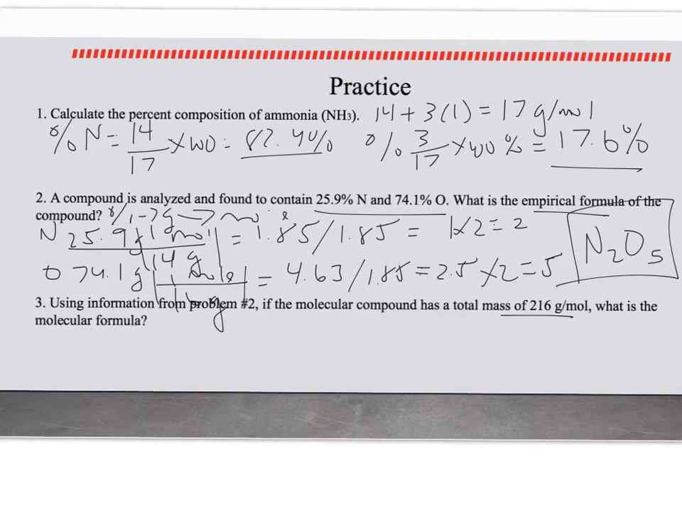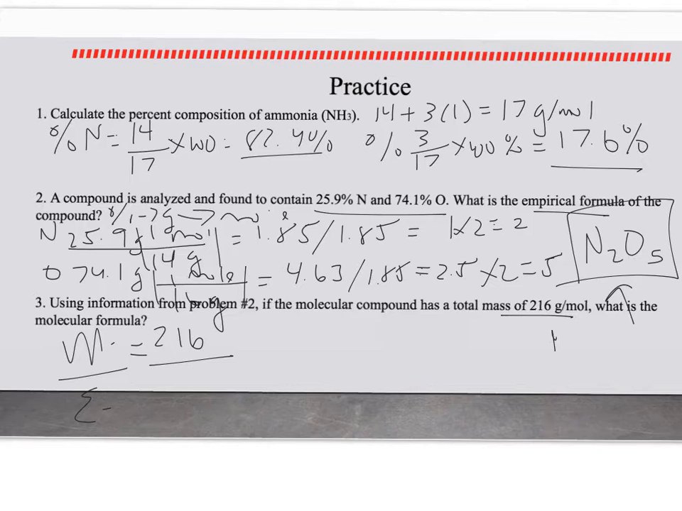Using the information from problem 2, if the molecular compound has a total mass of 216 grams per mole, what is the molecular formula? Well, all I have to do is remember M divided by E. This is the molecular mass divided by the empirical mass. My molecular mass is 216, so I need to calculate the empirical mass, which is the same thing as the total molar mass of N2O5.